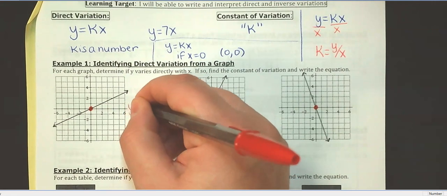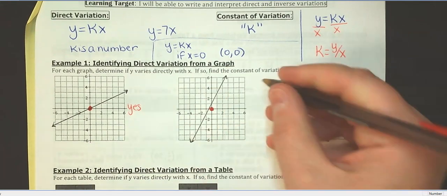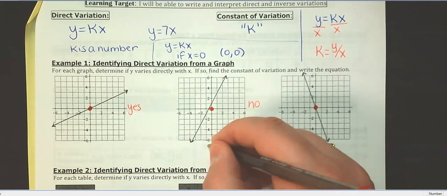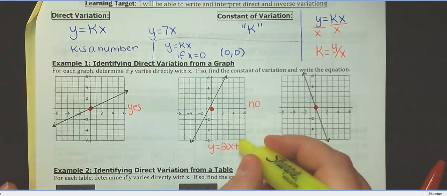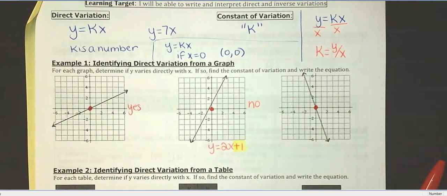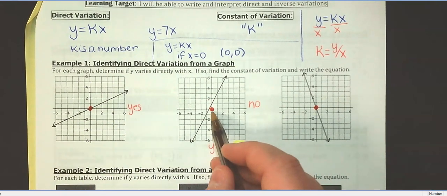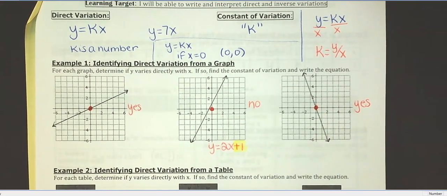So this first graph, yes, it definitely does. Now the second graph goes through the point 0, 1 on the y-axis. So that second graph cannot be a direct variation. Let me just write the equation of this line real quick. This would be y equals 2x plus 1. And the plus 1 part would ruin our direct variation because it's not just something times x, it's something times x plus something else, or if we had minus something else. So this one in the middle is not a direct variation because it doesn't go through the origin. This last one definitely goes through the origin, so this would be a direct variation.